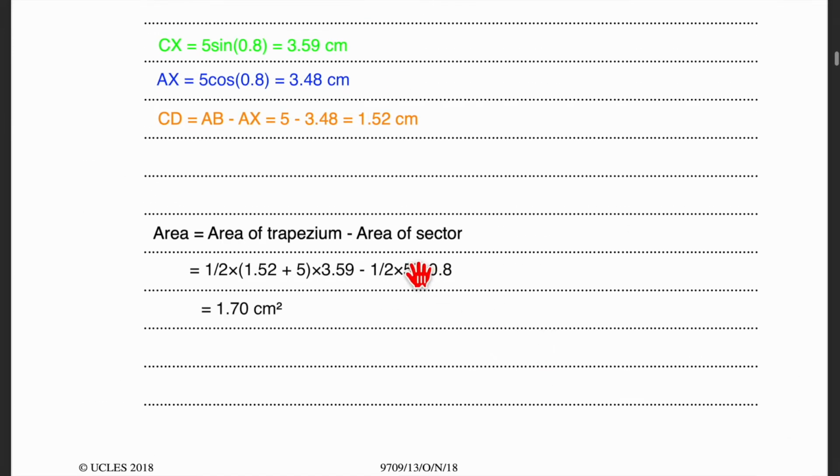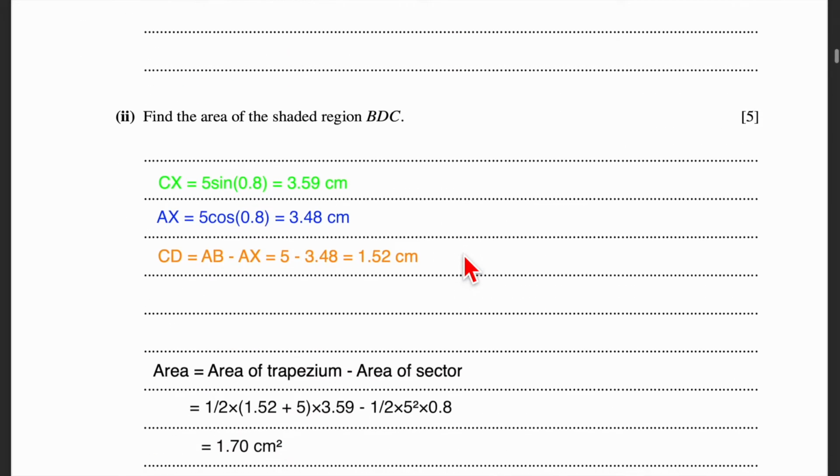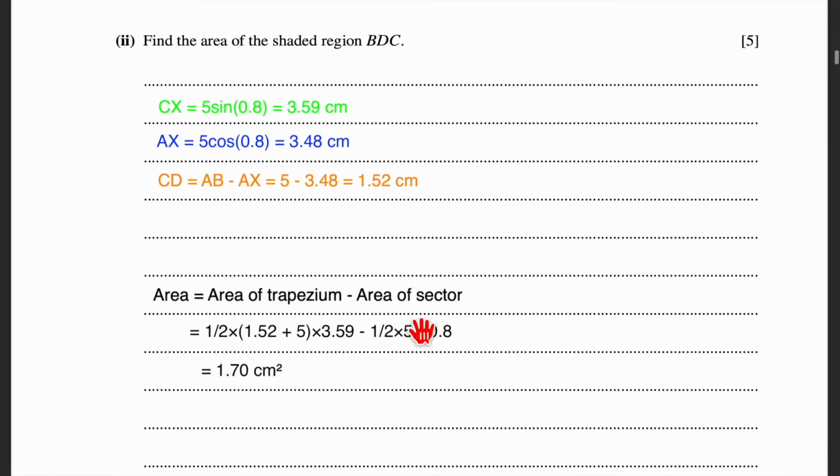So we found out that the angle was 0.8 and the radius of this sector is 5. So we're going to have a half times 5 squared times by 0.8. And if you work all that out, you get an answer of 1.70 centimeters squared. So there were a few little steps along the way, and we had to use a formula that was given for us, and we got our final answer for 5 marks.